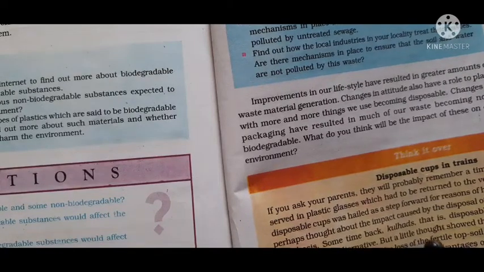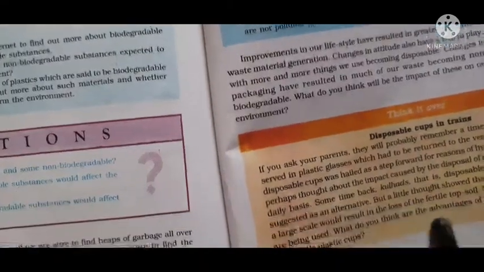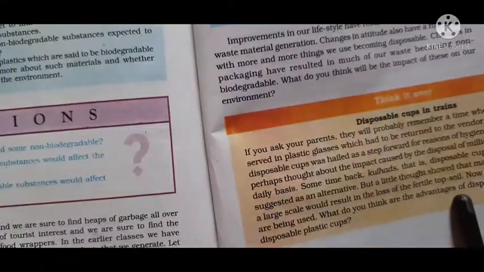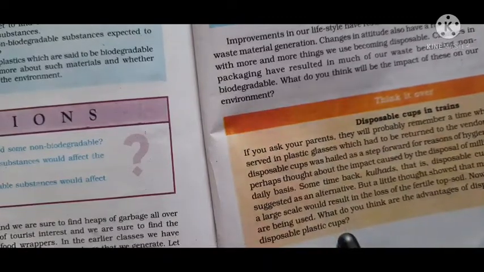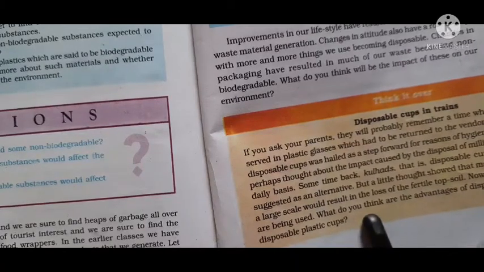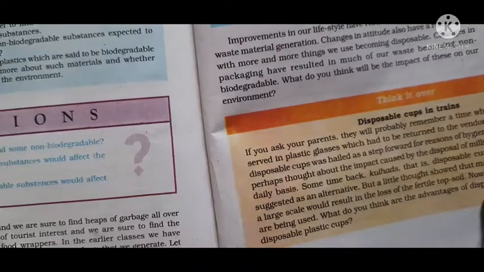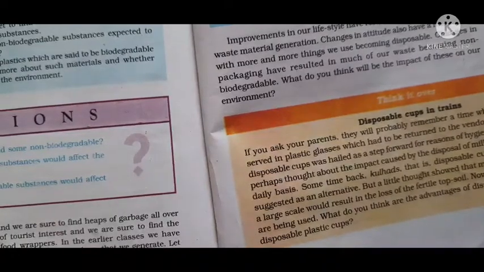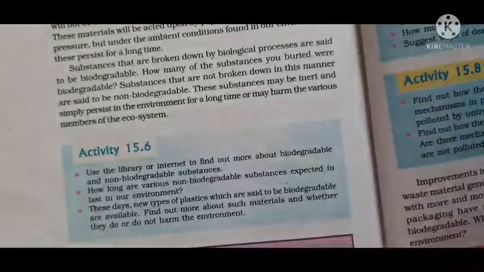But a little thought showed that making the kulhads on a large scale would result in the loss of fertile topsoil. Now disposable paper cups are used. In trains now tea is served in disposable paper cups, and they have an advantage over plastic cups, because they are biodegradable, they will not pollute the environment.